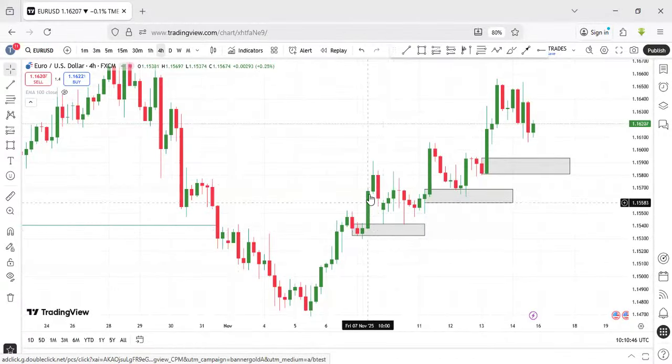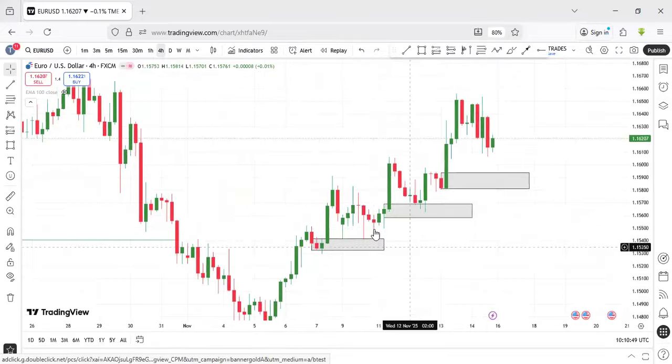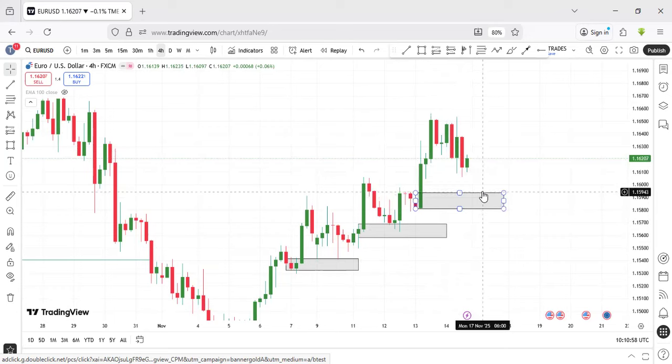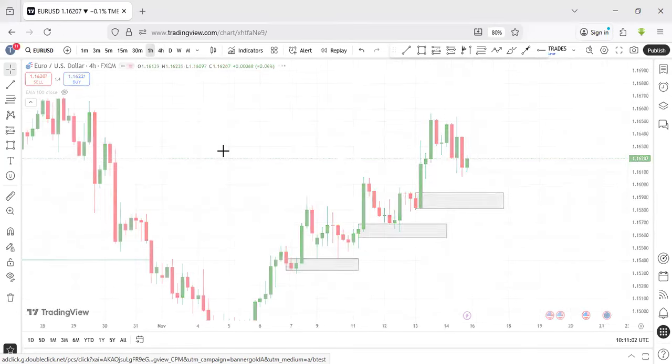Look at this, 1, 2, 3. We have this retest of structure. 1, 2, 3. We have that retest of structure. Now we have 1, 2, 3. What do you expect? You expect the structure to be tested. So having this in mind, let's jump down to 1 hour.